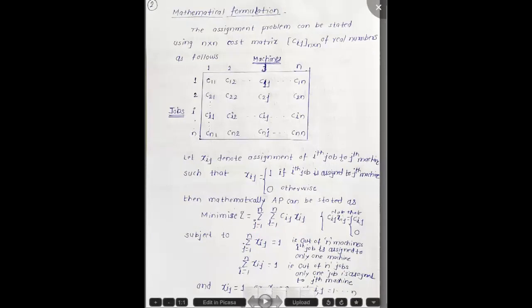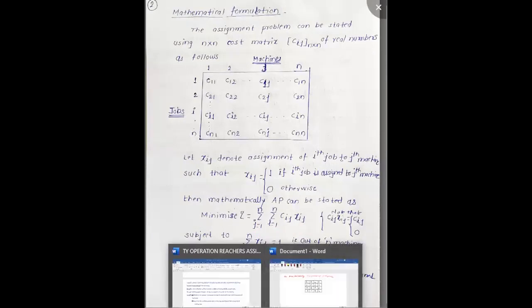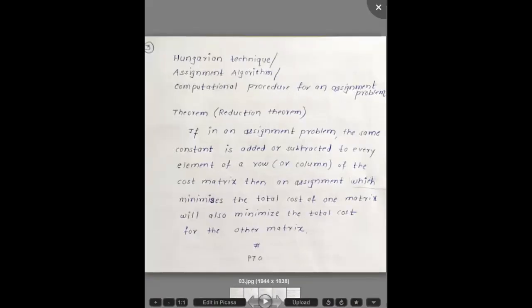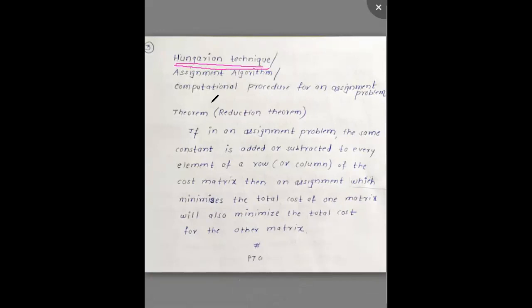Now we will see the method of solving this assignment problem. The method of solving an assignment problem is known as the Hungarian method or Hungarian technique. It is also called the assignment algorithm. Algorithm means a computational procedure for an assignment problem. So here is one theorem. We will first read it and then we will see the Hungarian technique.